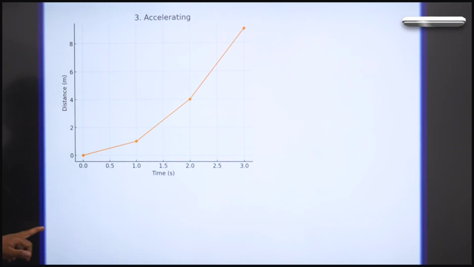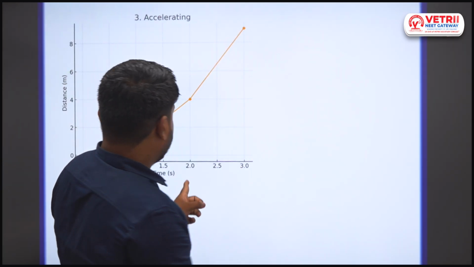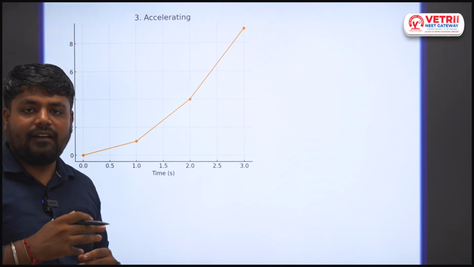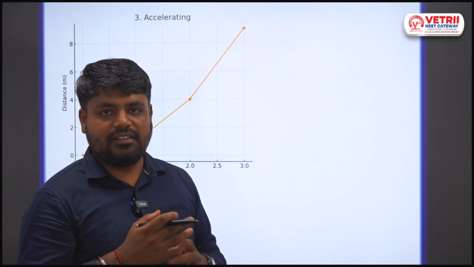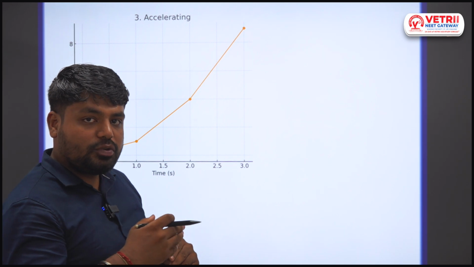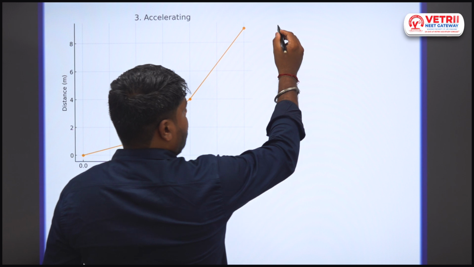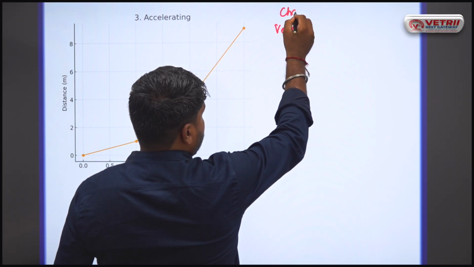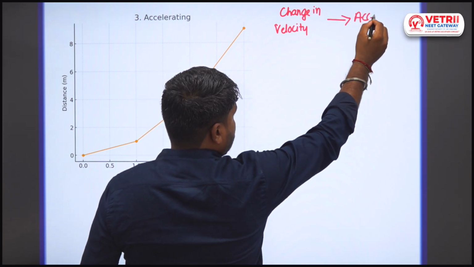Accelerating. So listen to this. In distance time graph, what does acceleration mean? Rate of change of velocity. The speed should increase. The velocity should increase. Okay. How can it increase? See, change in velocity. Change in velocity is acceleration.